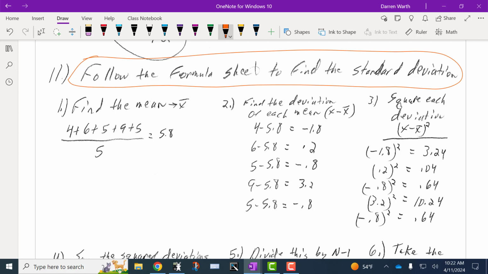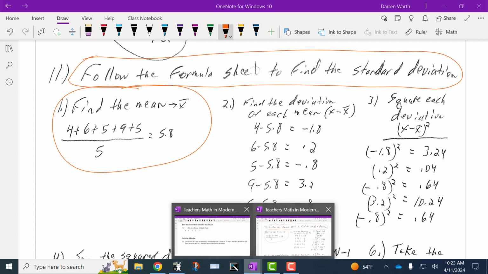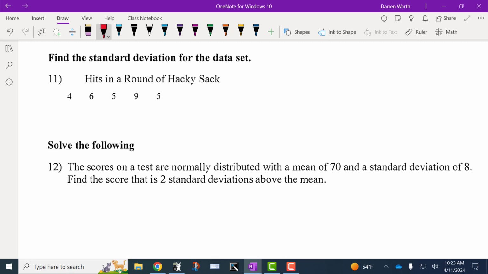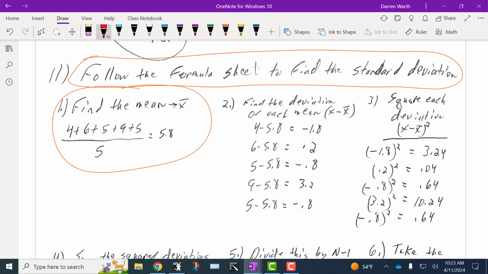On your formula sheet, the very first thing it says is to find the mean. So remember, to find the mean, you're going to add all your data together and divide by that number. If you look at number 11, the data was a 4, a 6, a 5, a 9, a 5. So I'm just going to find that mean. Looking at my solution guide, I'm going to add 4 plus 6 plus 5 plus 9 plus 5, and divide by 1, 2, 3, 4, 5 pieces of data. Put that in my calculator, it comes out to be 5.8.